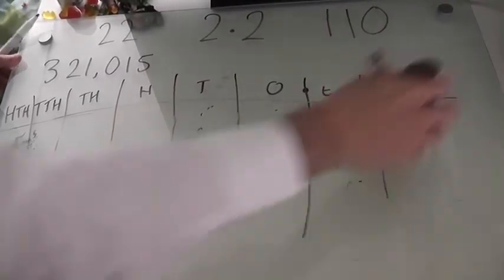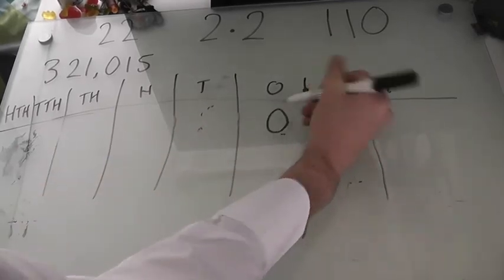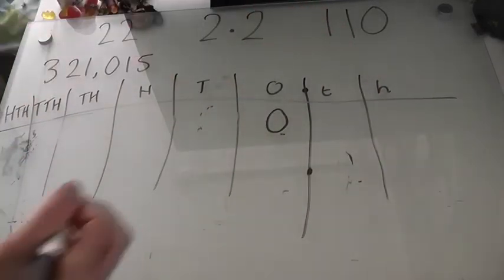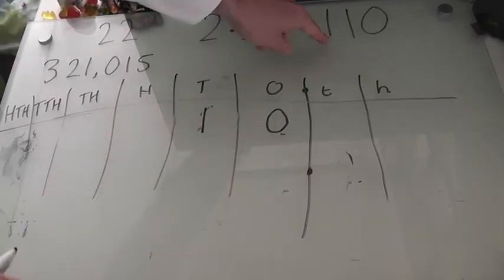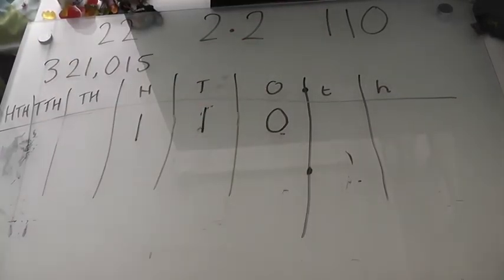The next one we've got 110. So we've got 0 in the ones column. Remember, 0 still counts as a digit. So we've put our 0 in the ones column. 1 in the tens column. And 1 in the hundreds column.